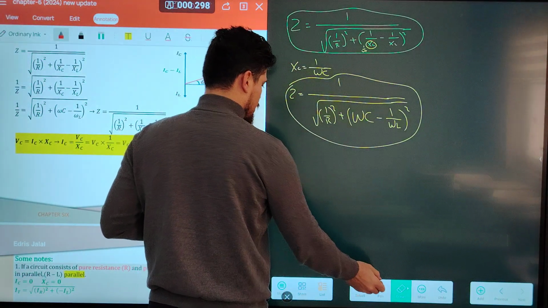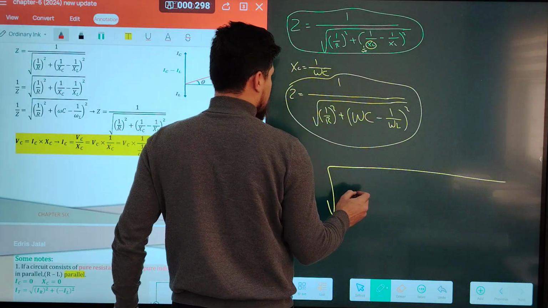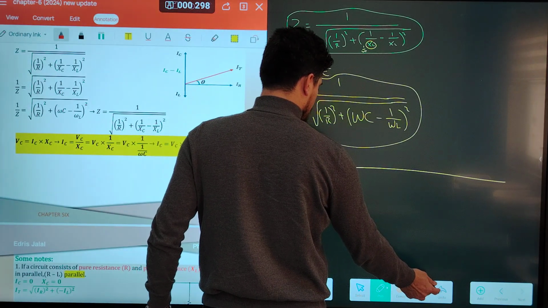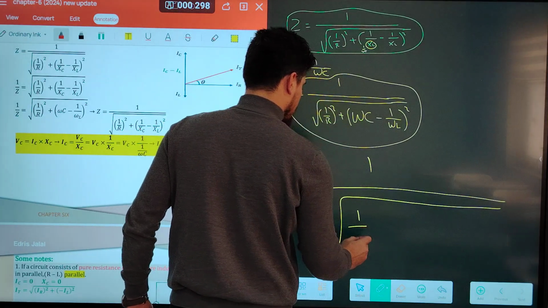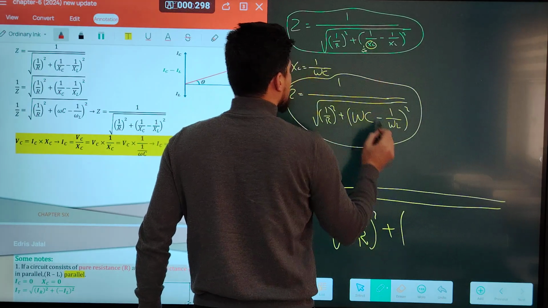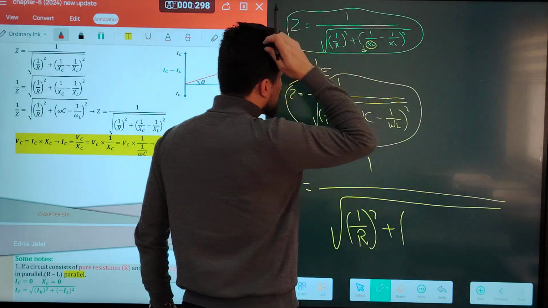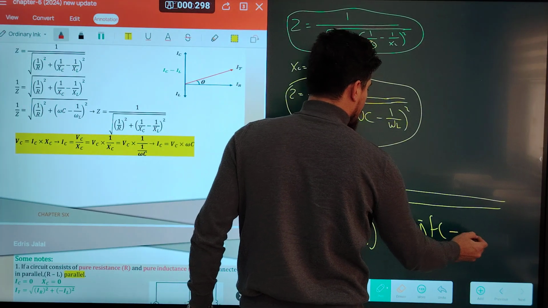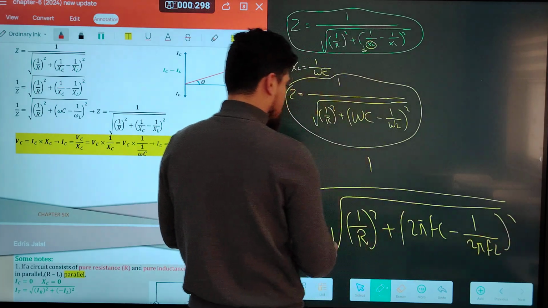Z is equal to what? Look, I didn't write here, but I'm going to write here. Z equals 1 over the square root of R squared plus, XC is equal to 1 over omega C, and omega C is equal to 1 over 2 pi fC, so it's going to be 2 pi fC, minus 1 over 2 pi fL, squared. Also, this one is correct.